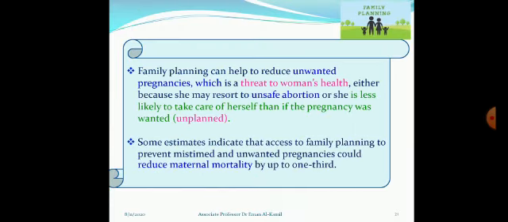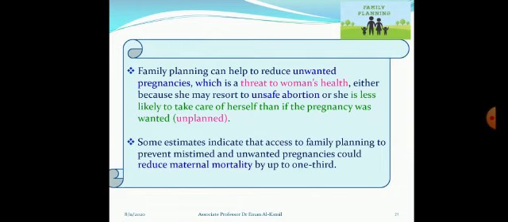So family planning can help to reduce unwanted pregnancy, which is regarded as a threat to women's health, because they may resort to unsafe abortion. If the pregnancy is unwanted, the woman may have what is called an unsafe, illegal or induced abortion, which gives rise to many complications, such as infection, rupture of the uterus, or death of the mother. So it is important to decrease unwanted pregnancy.